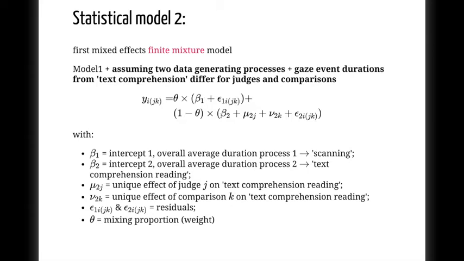We have two processes, so in this model we assume an intercept for the first and an intercept for the second process: the average duration of a visit coming from the first process, and the average duration of visits coming from the second process. And in this specific statistical model, we assume that mainly the second one, which we will call text comprehension, is dependent on judges and comparisons.